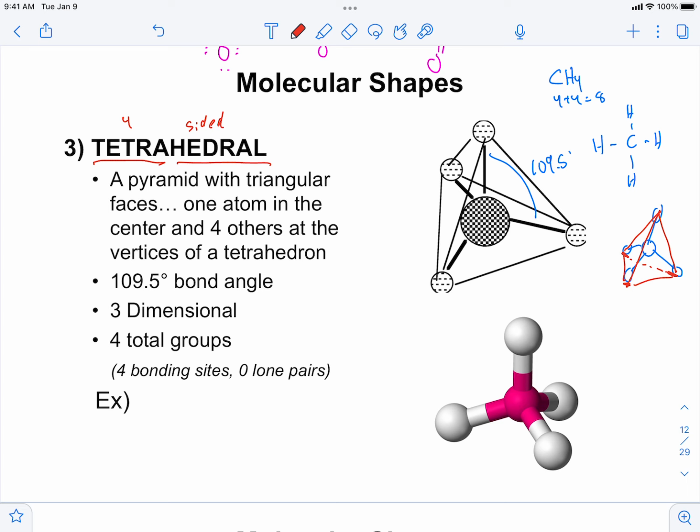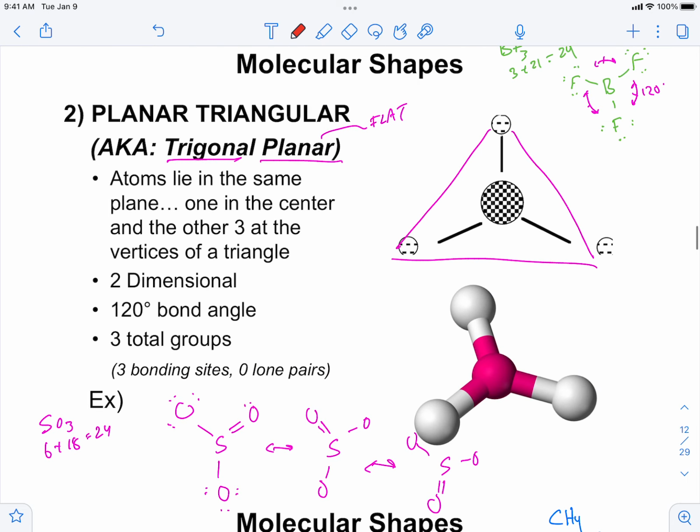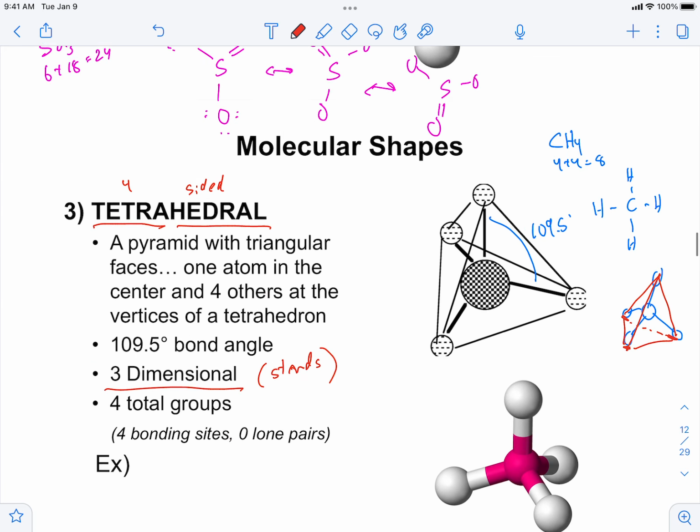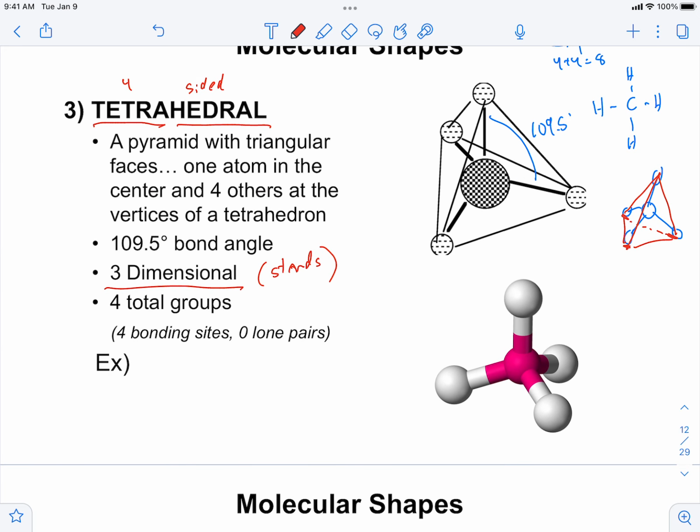Now this is a 3-dimensional shape. Anything that stands, if it stands, that's what we consider a 3-dimensional shape. This shape here, trigonal planar, is flat. The linear shape is also considered flat. Okay.